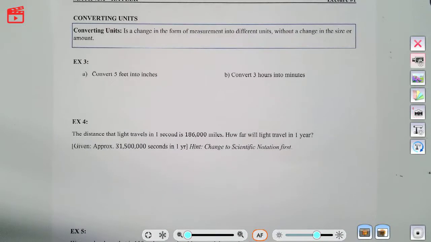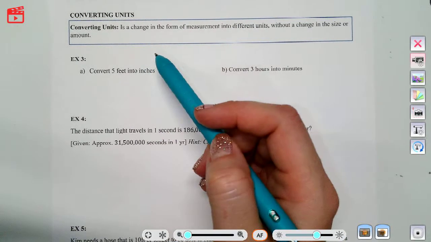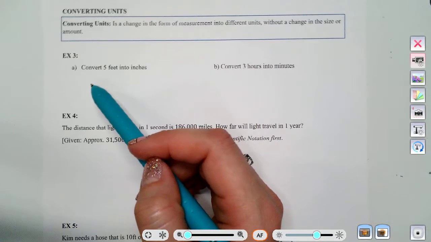All right. Last thing for this section. Converting units. Converting units is a change in the form of measurement into different units, without a change in the size or amount. So changing from units, what do you mean? Well, let's look at the examples.